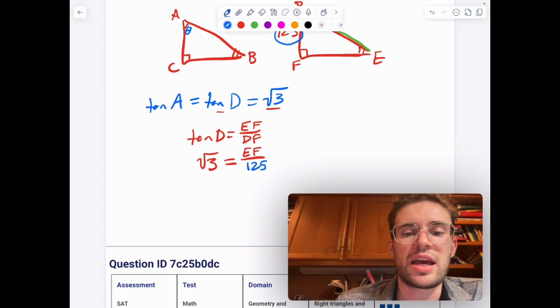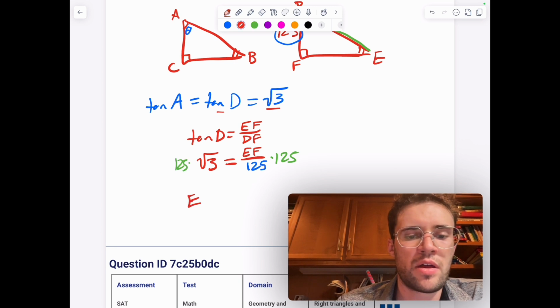So now we can find what EF is by multiplying both sides by 125. And that gives us that EF is equal to 125 times the square root of 3.